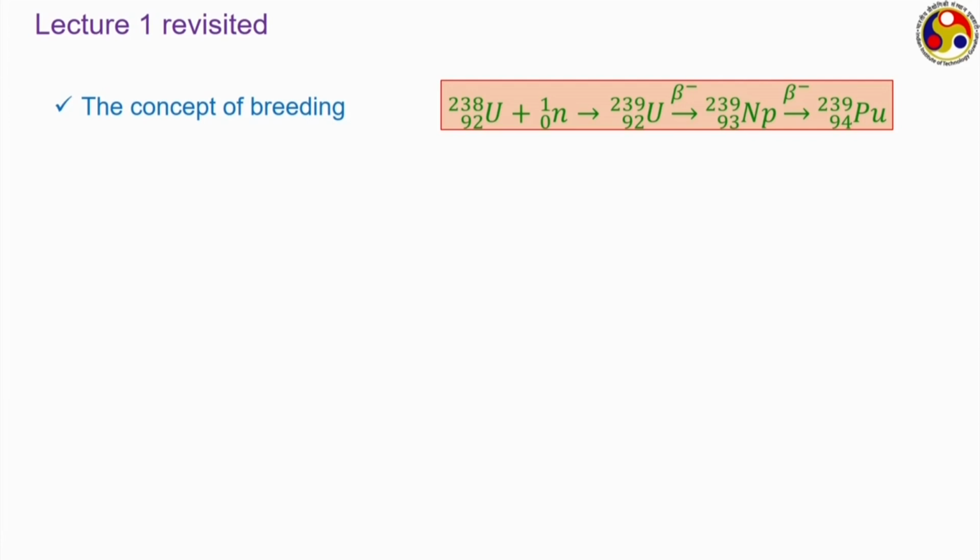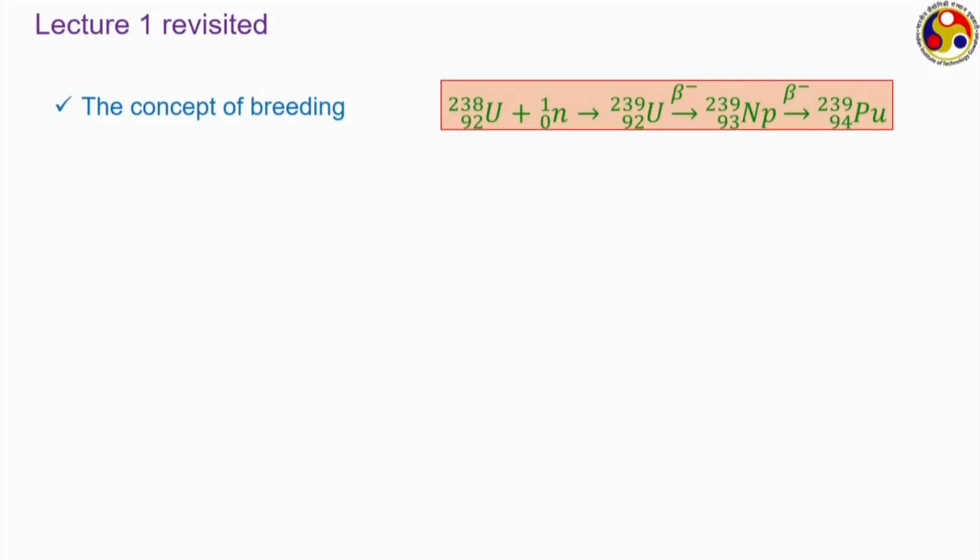But this uranium 239, as we have seen, has an extremely small half life and therefore, almost instantaneously it gets converted to neptunium 239, that also has a quite small half life, something in the order of 2 days. Therefore, it also undergoes another beta decay to finally produce plutonium 239, and plutonium 239 is a fissile isotope. So, we started with a fertile isotope of uranium 238 and after one step of neutron capture and 2 steps of beta decay, it gets converted to a fissile isotope.